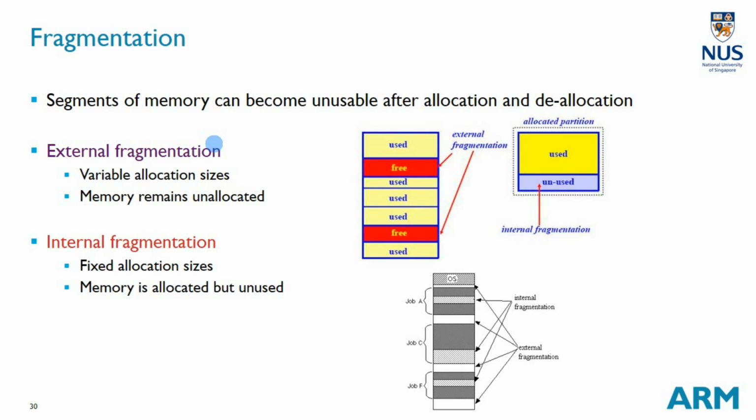So what is external fragmentation? This is possible when we have various allocation sizes. In that situation, you may have memory that remains unallocated. We will look at an example in a while. The other one is internal fragmentation, where you have fixed allocation sizes and you have a situation where memory is allocated but is unused. So let's look at the following slides for a clearer example.